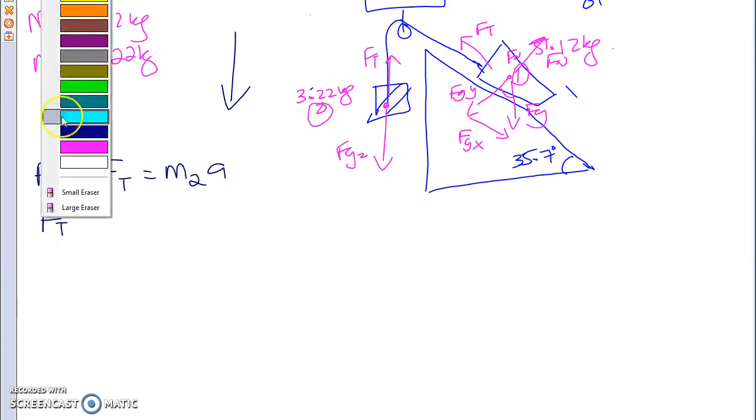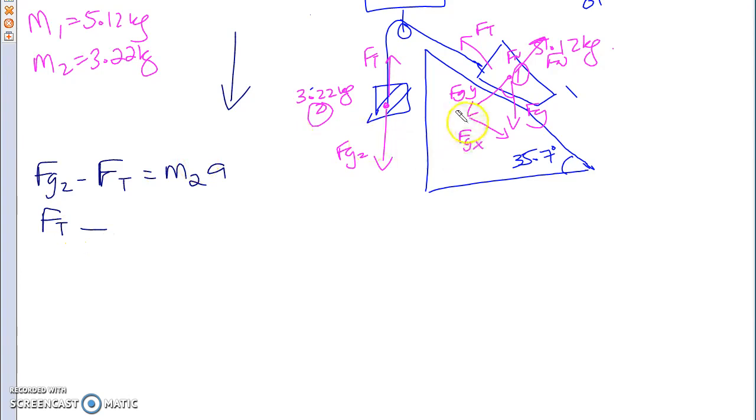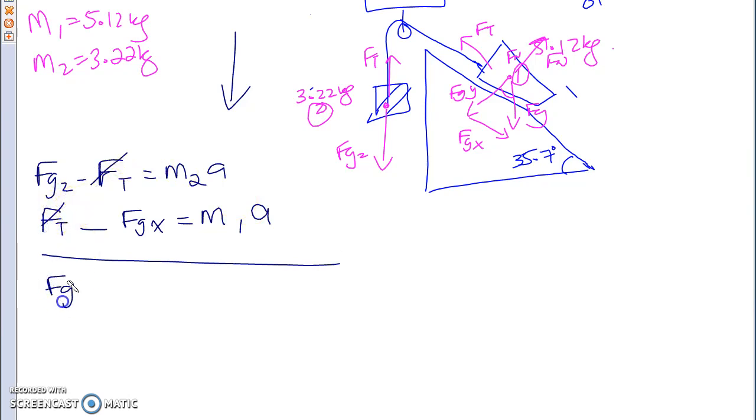Minus your FGX, which is pulling you down that way. So minus FGX, which equals mass 1 times acceleration. Of course, we're going to add the two equations. This and this cancel out. You're left with FG2 minus FGX, which equals acceleration times mass 2 plus acceleration times mass 1. Okay. So let's go solve it.